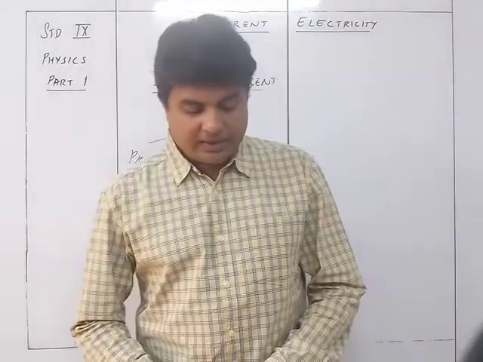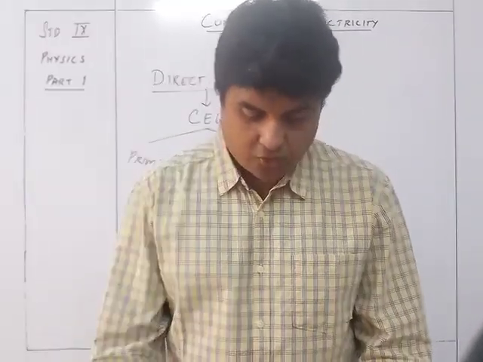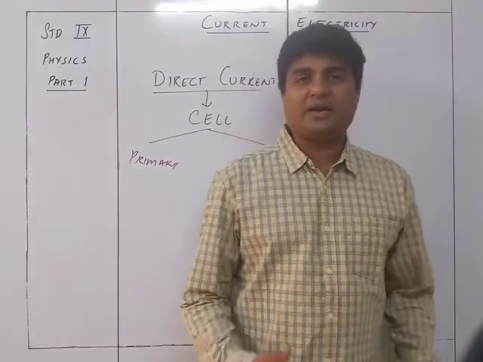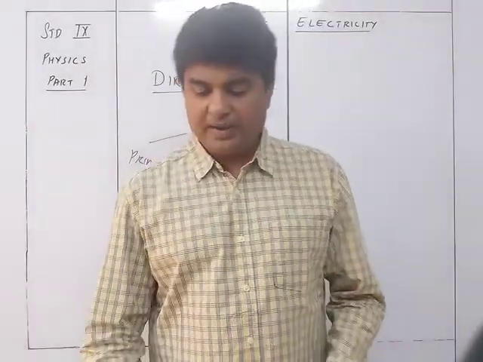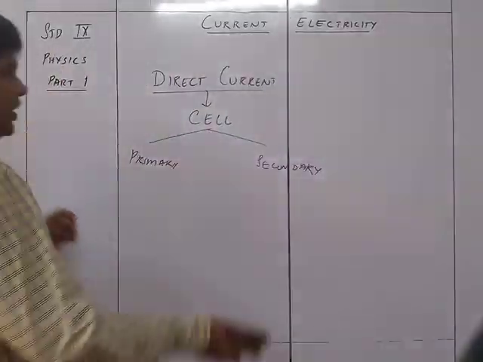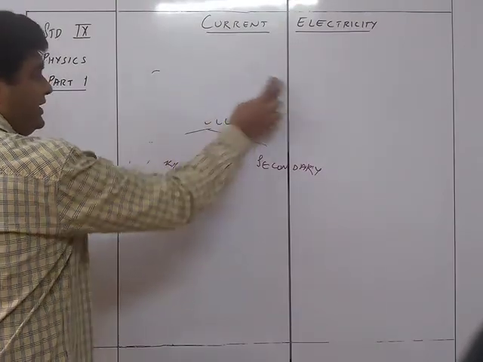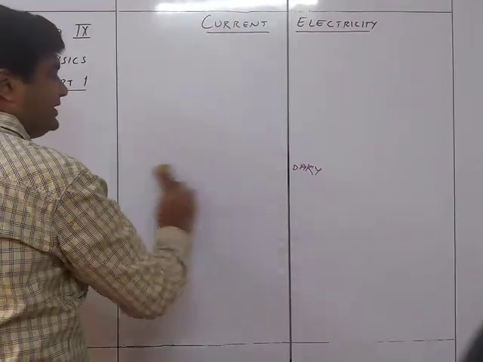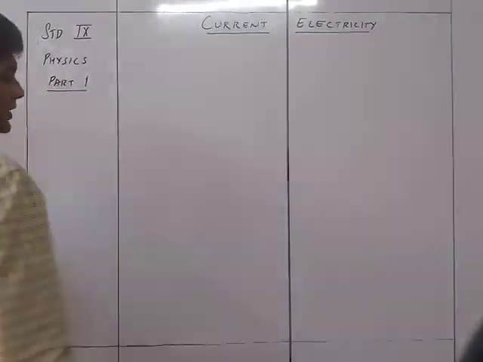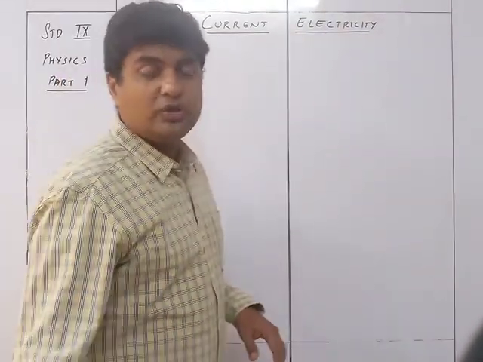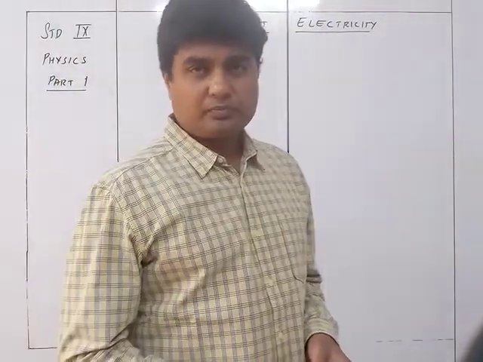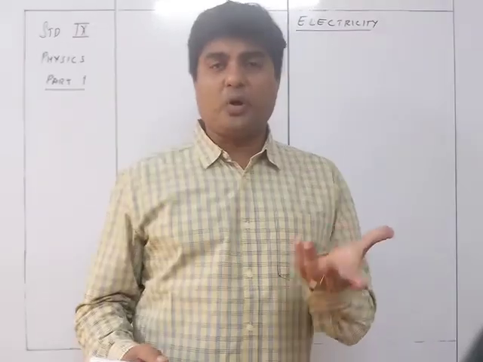Now we talk about electric current. So when you talk about electric current, what do you mean by electric current? The flow of electricity is electric current. So what is the flow of electricity? It is nothing but the flow of electrons. So what are electrons? They are charged bodies.